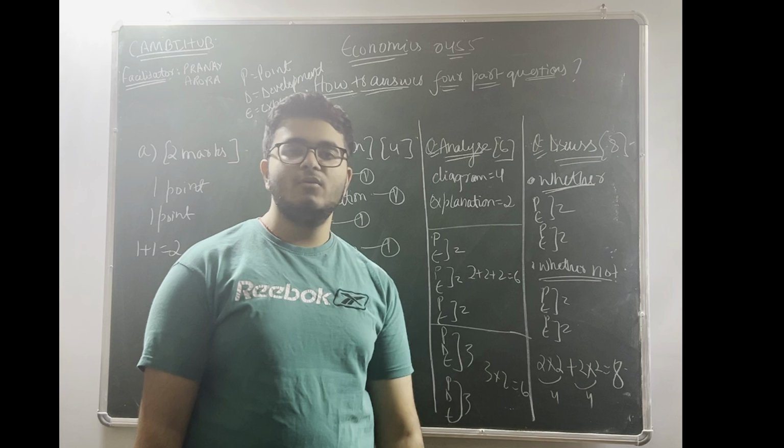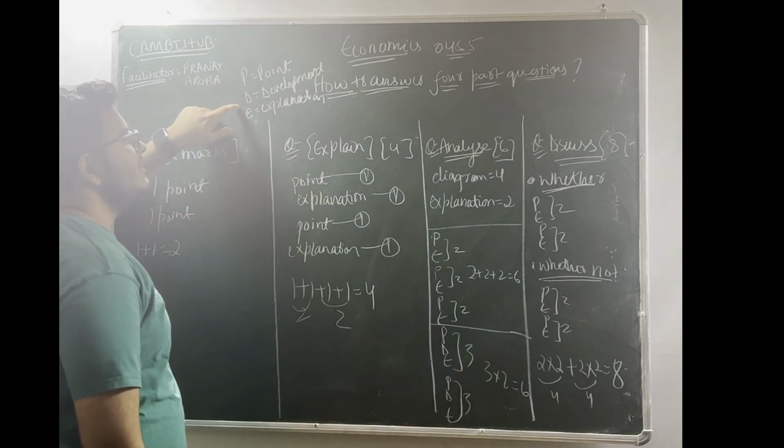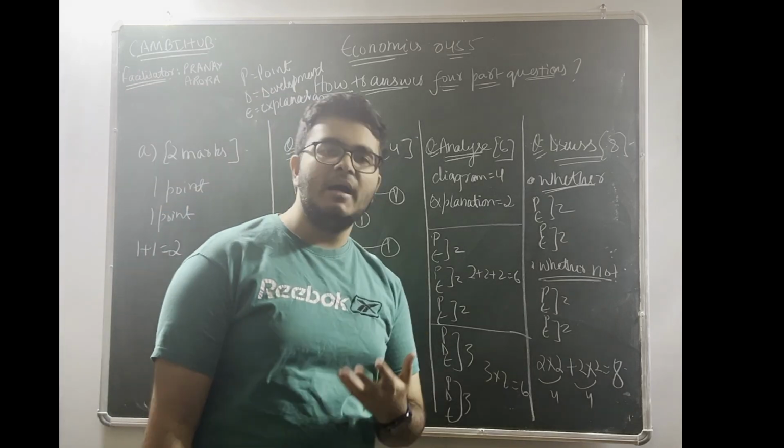To frame an IGCSE economics answer, you need to remember 3 pointers. P means point, D means development, and E means explanation. Now let's see how you answer 4-part questions.